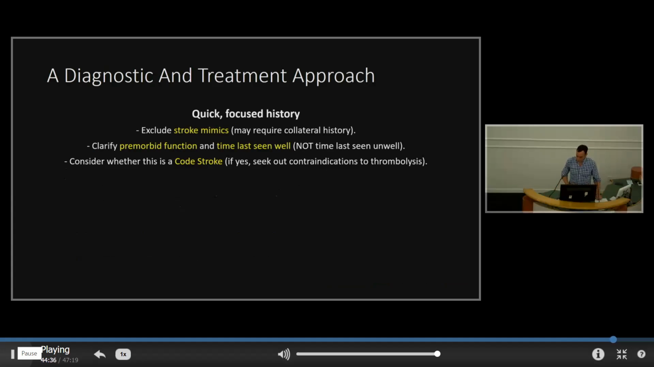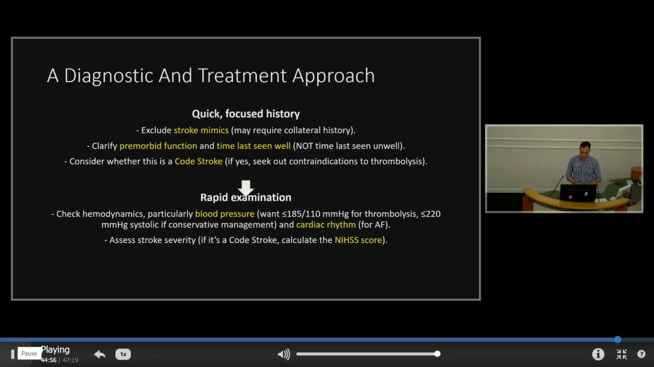So first, take your quick focused history. It's the backbone of every single disorder in neurology. Exclude the stroke mimics. You might need collateral. Then clarify these two vital things: the premorbid function and the time last well, not the time last unwell. Consider if it's a code stroke. If the answer is yes, then look for contraindications to thrombolysis.